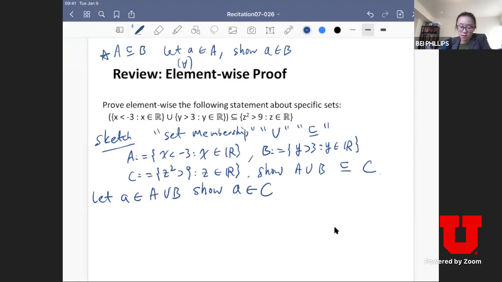But remember, the first ingredient is to understand the union. If a is part of A union B, that means a is in A or a is in B, right? So that means we have two cases: a is in A or a is in B. Those are the two cases. So I want to show that if a is in capital A, it's part of C. That's the first part.